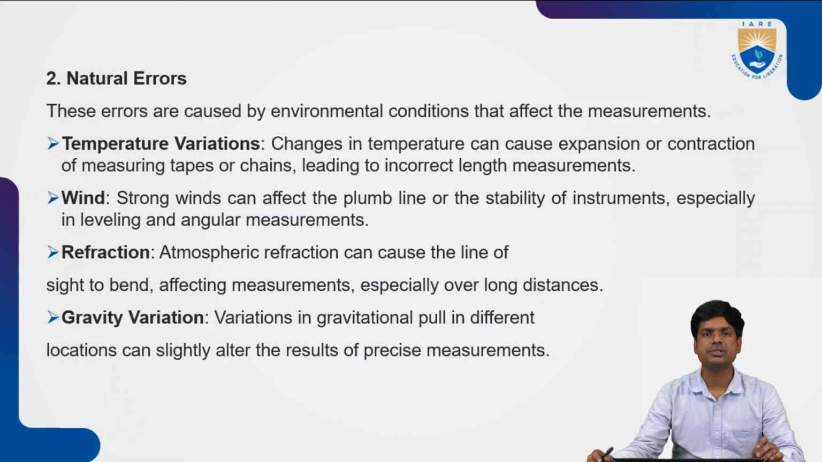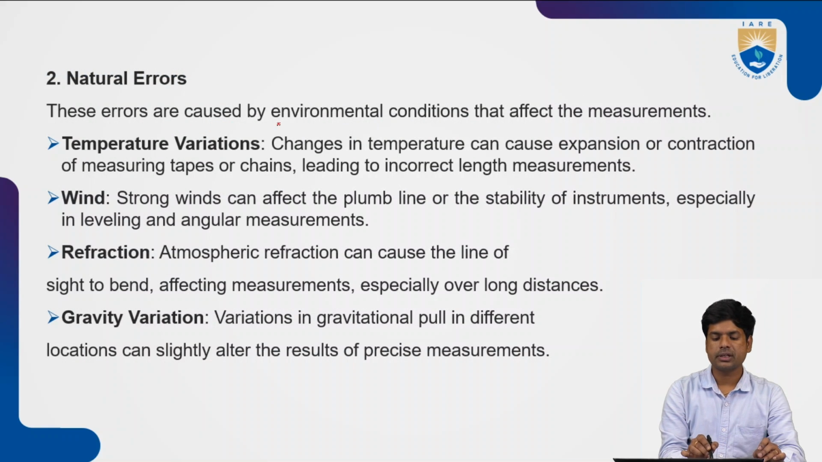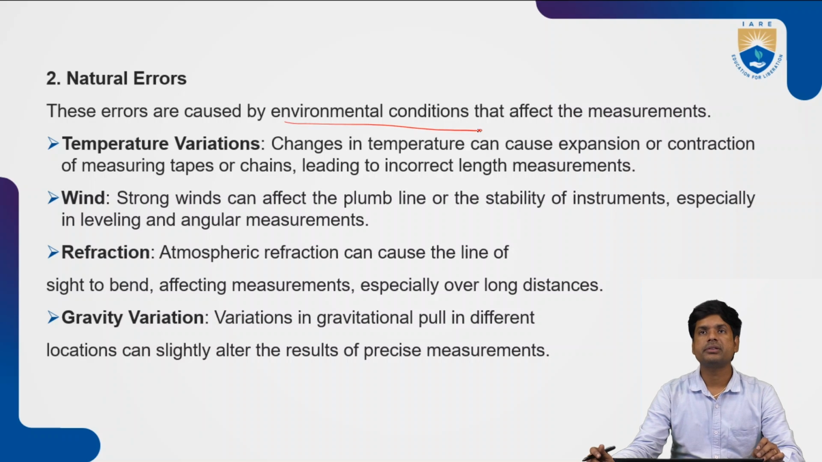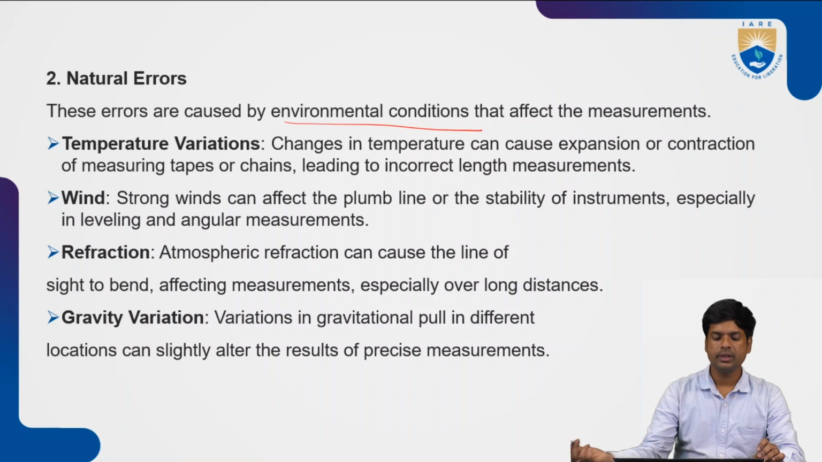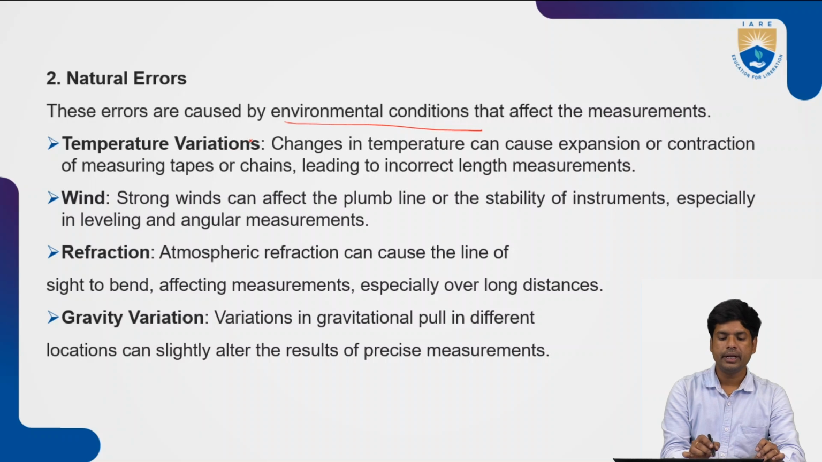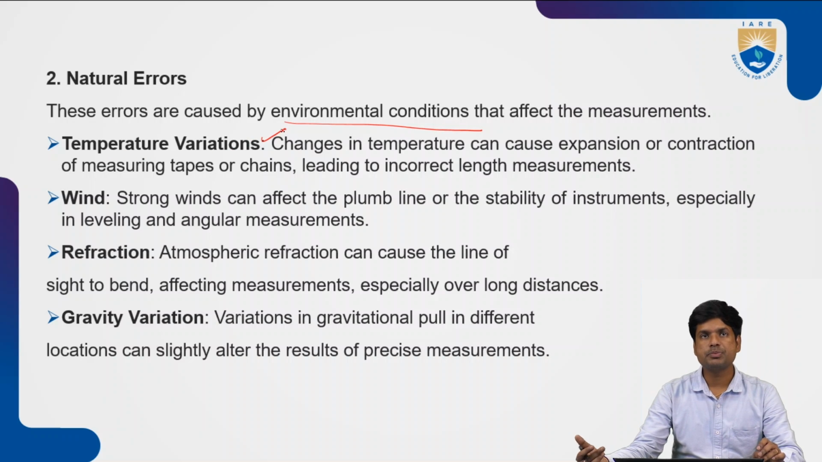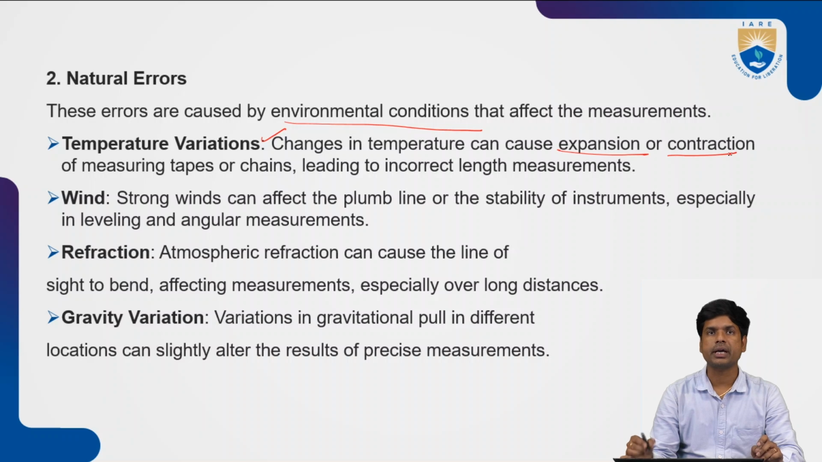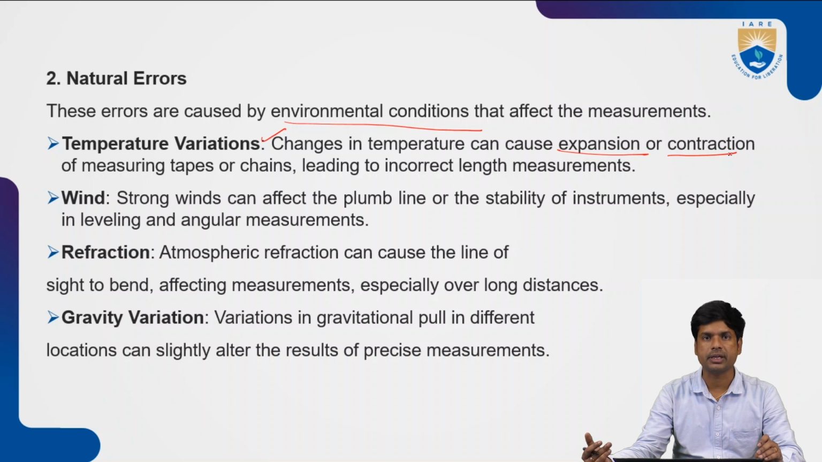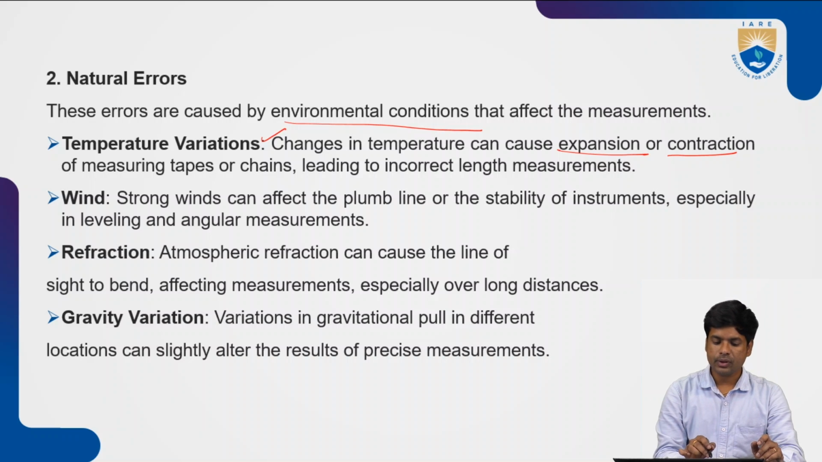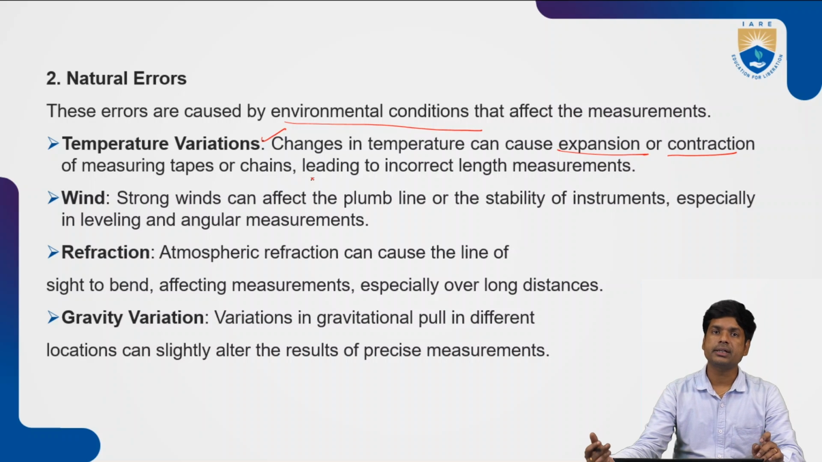Next type of error is natural errors. These errors are caused by environmental conditions that affect the measurements. The first type of natural error is temperature variation. Changes in temperature can cause the expansion or contraction of measuring tapes or chains. If you do chain surveying, due to high temperature the chains may expand. That is going to cause incorrect length measurements. Next one, wind.